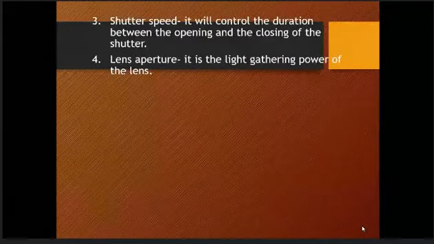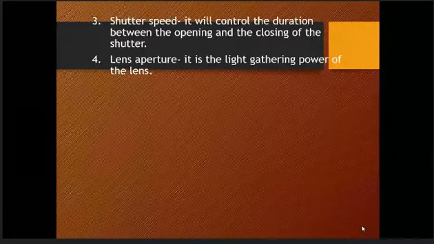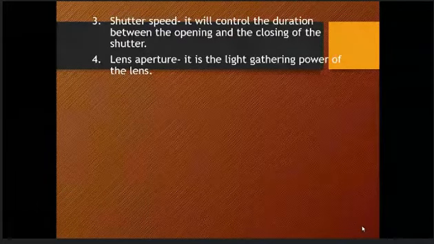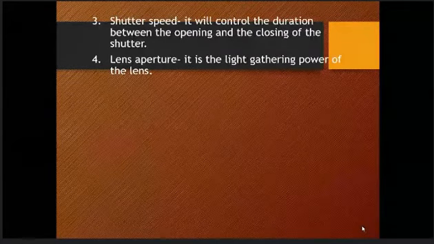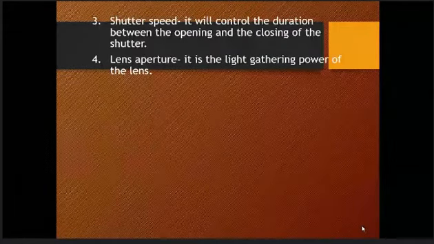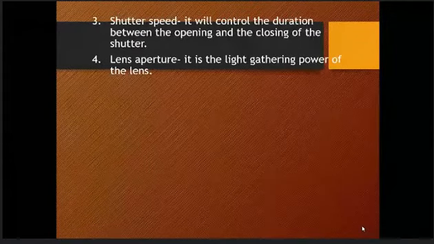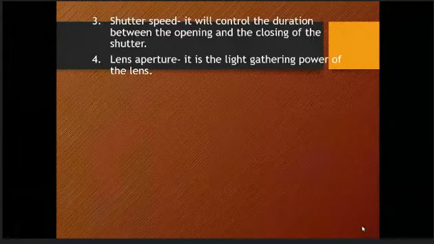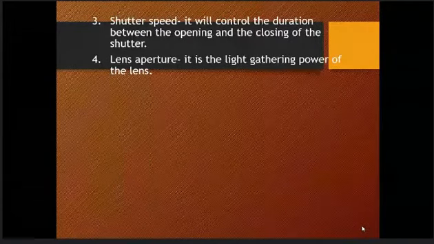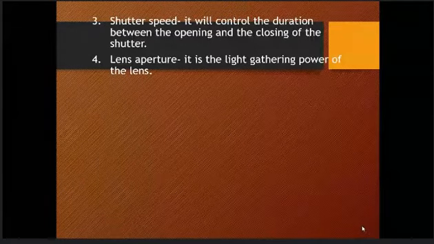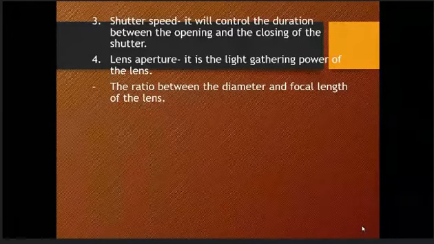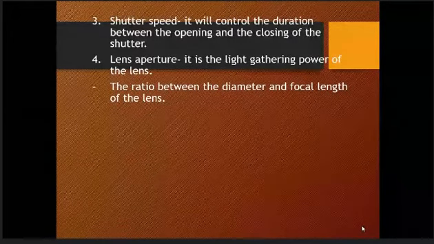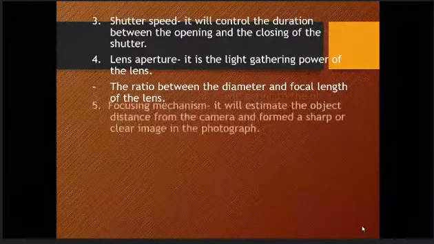Then we have what is called the lens aperture. When you say lens aperture, it is the light gathering power of the lens. It gathers the light. Without the lens aperture, the lens has no power to gather the light, to exclude unwanted lights. It is also defined as the ratio between the diameter of the focal length and the lens.